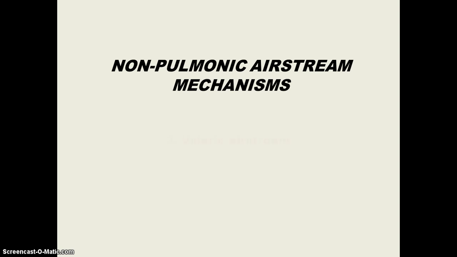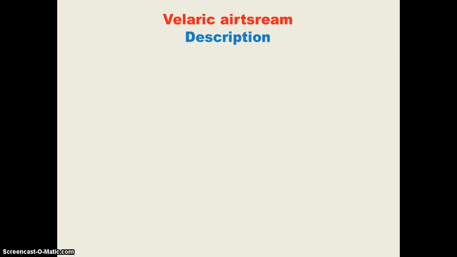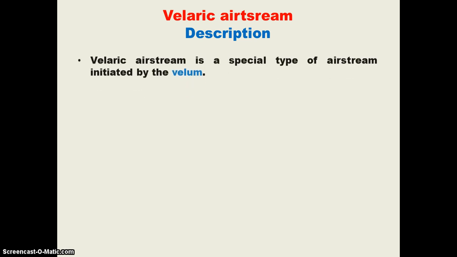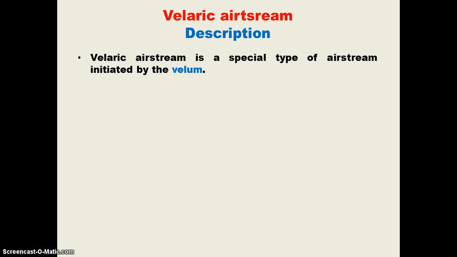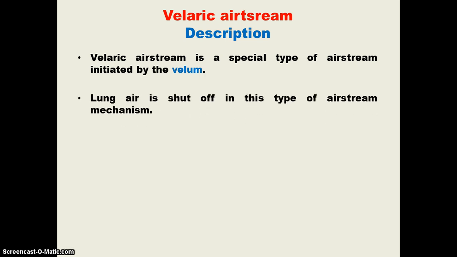In this video, we will present the second type of non-pulmonic airstream mechanisms, i.e. the Velaric airstream. We start with a description of the Velaric airstream. The Velaric airstream is a special type of airstream initiated by the velum. Lung air is shut off in this type of airstream mechanism.